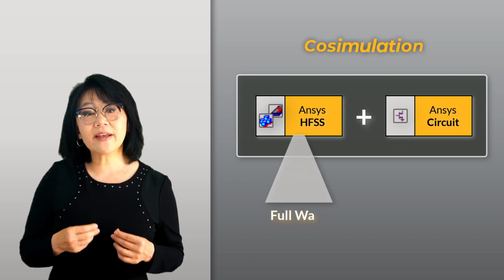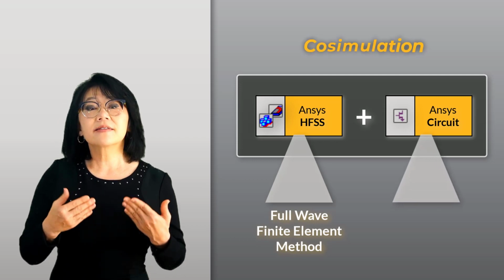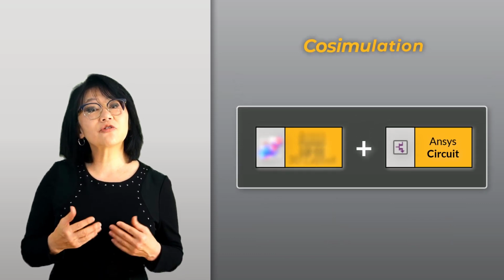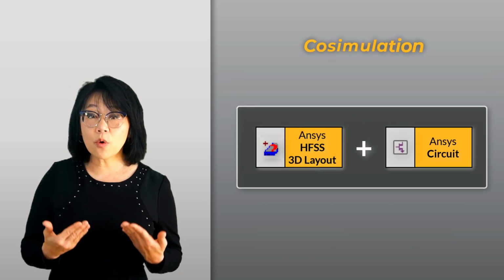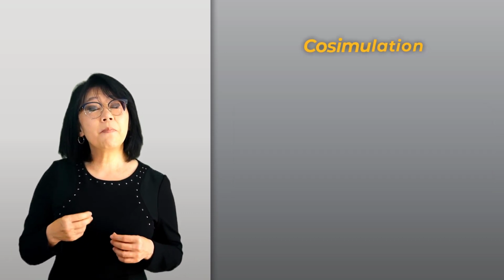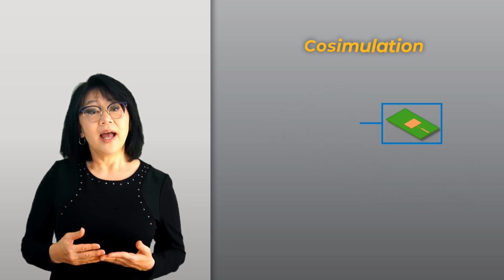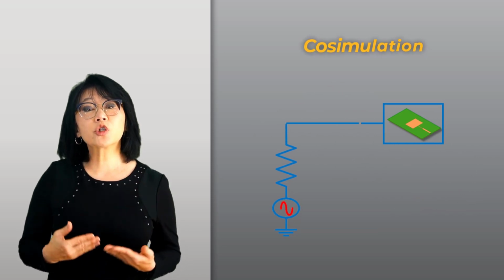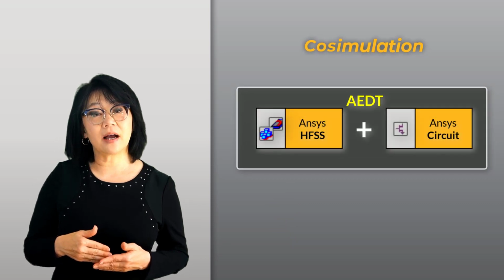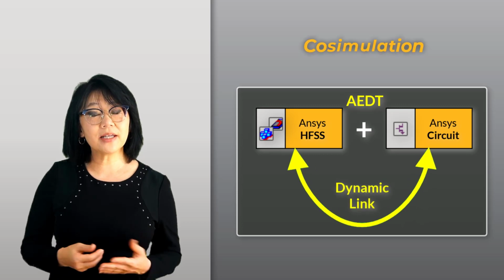HFSS, which is a full-wave finite element method electromagnetic solver, and HFSS circuit solves using circuit theory, two different solve types. And the HFSS 3D layout with HFSS circuit was also used to demonstrate the method of co-simulation. And in both methods, an example was used with the patch antenna model, and the input feed network was tuned with a circuit element. And the Ansys electronic desktop includes a dynamic linking when using the method of co-simulation.